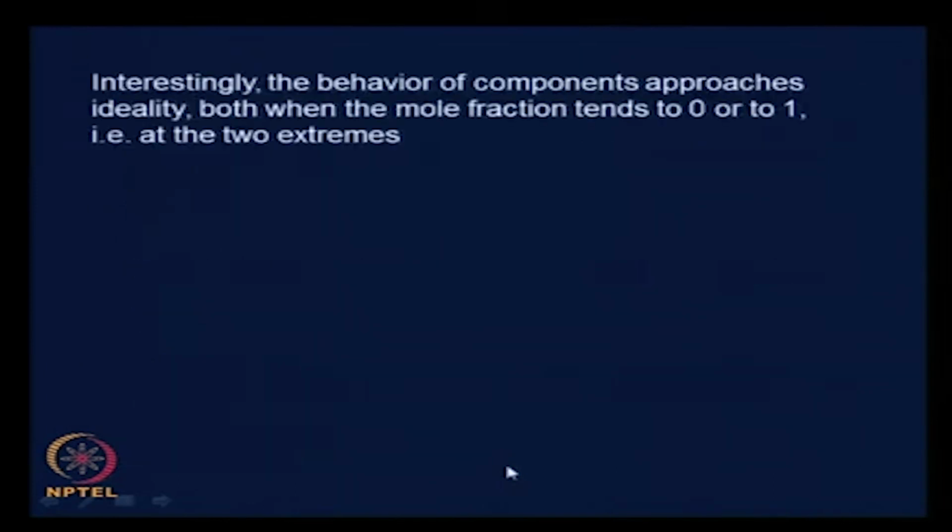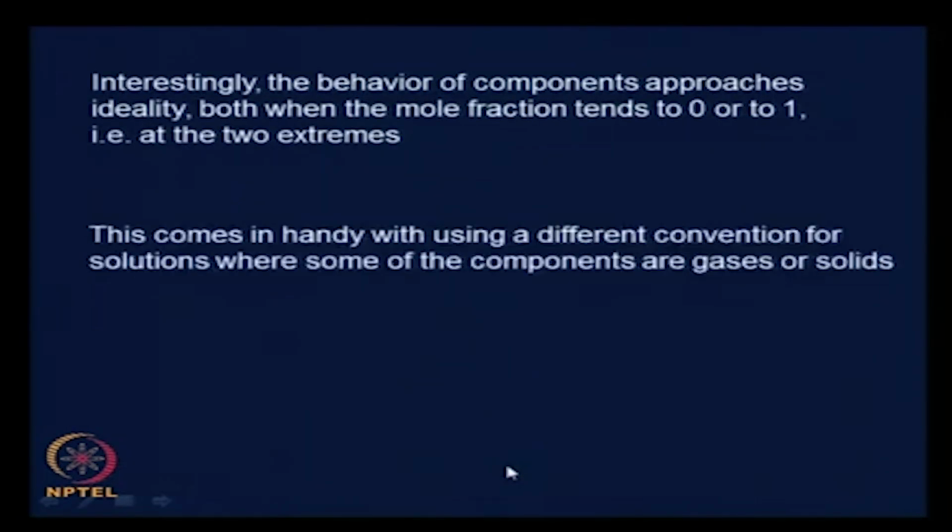For this we needed a different formulation, and we used the fact that the behavior of the components approaches ideality when the mole fraction tends to either 0 or 1. At both extremes the behavior becomes ideal as expected. At 0 there is no component, at 1 that is the only component, so that will be either nothing or a pure component. So that is an ideal situation.